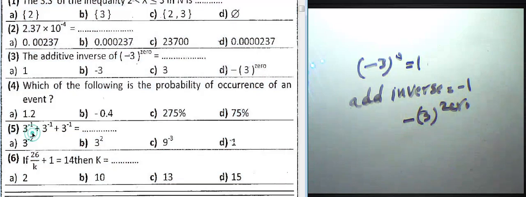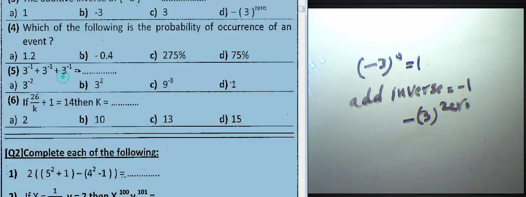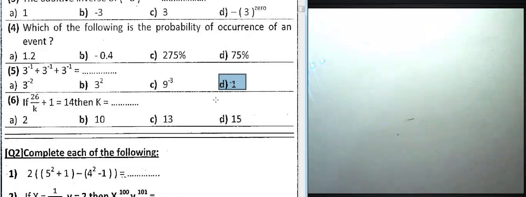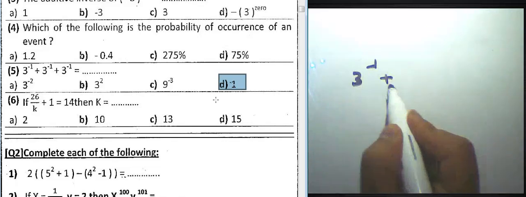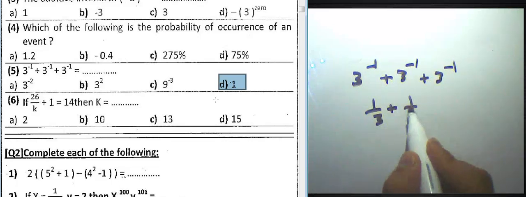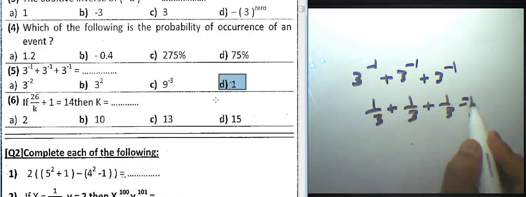3 power negative 1 plus 3 power negative 1 plus 3 power negative 1 equals 1. 3 power negative 1 means a third. A third plus a third plus a third equals 1. The result will be 1.